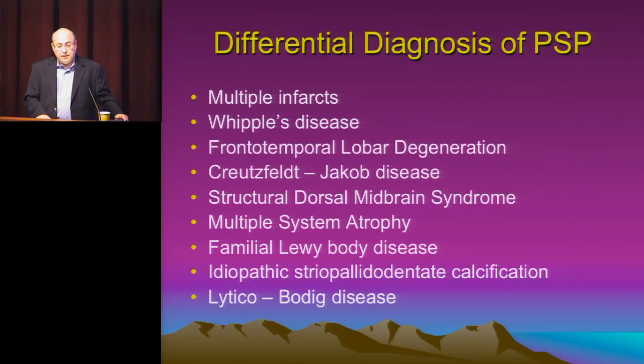Now, PSP has a very large differential diagnosis. Multiple infarcts will do it, Whipple's disease, frontotemporal lobar degeneration, Creutzfeldt-Jakob disease, a dorsal midbrain syndrome, which is due to a mass lesion, multiple system atrophy, which is a neurodegenerative disease, familial Lewy body disease, idiopathic striopallidodentate calcification, and Lytico-Bodig disease.